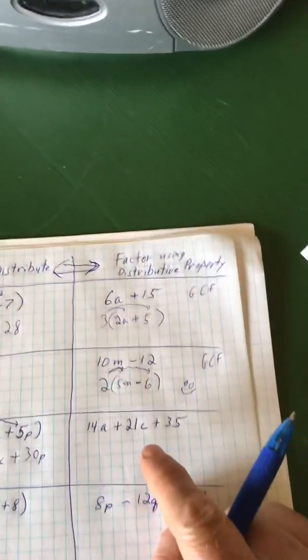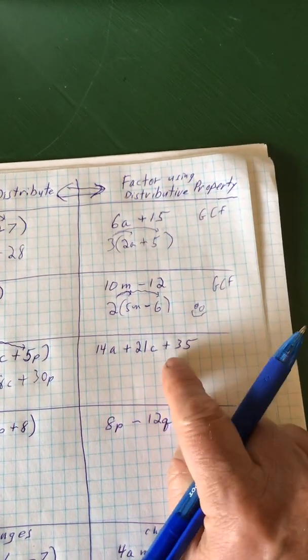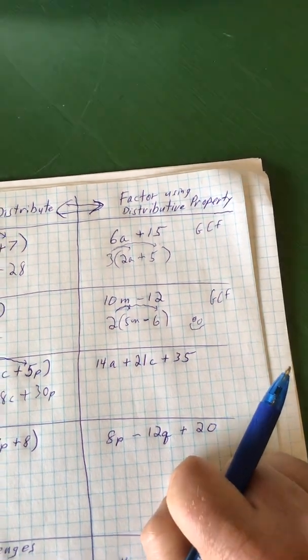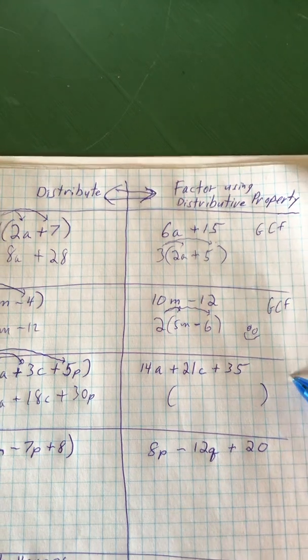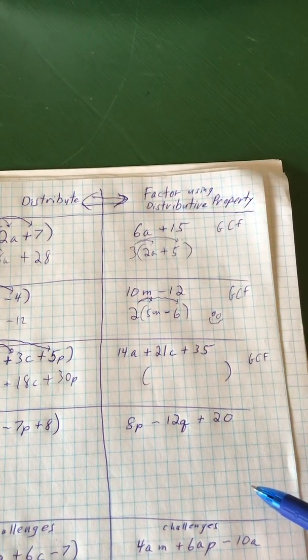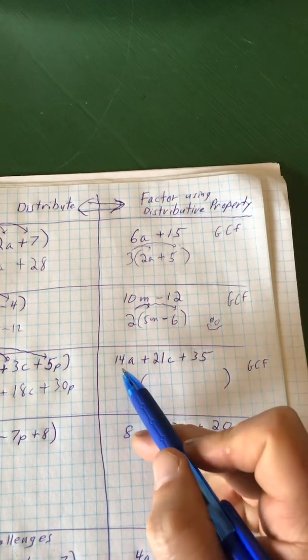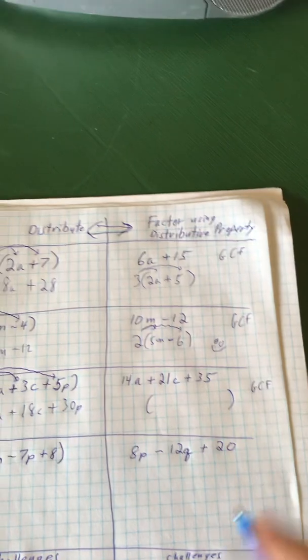So now over here, let's go the opposite way. Let's factor. So write it down: 14a plus 21c plus 35. Write that down. So I always like writing the parentheses first. Find your GCF. And what's your GCF going to be this time? What's the biggest number that you can divide each of these 3 terms by? And it's 7.